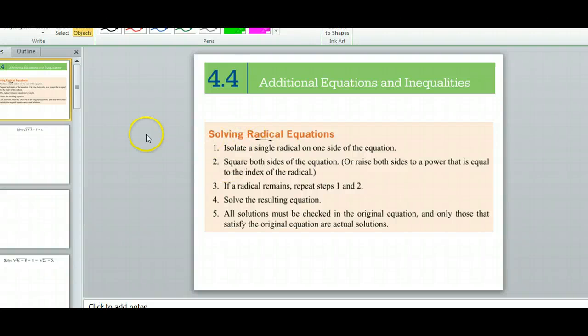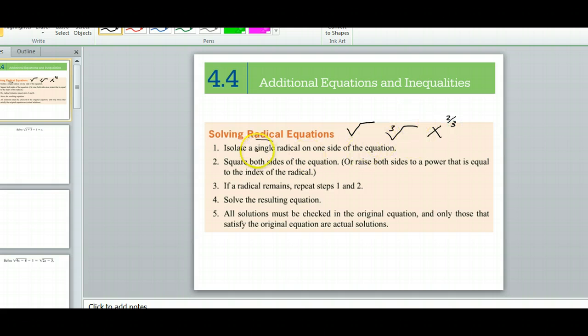Alright, this is 4.4 notes, additional equations and inequalities. One of the types of equations we see in here is the radical equations, meaning radical as in some type of root. So a cube root, third root, any type of root, or something that involves x to some type of a fractional exponent.